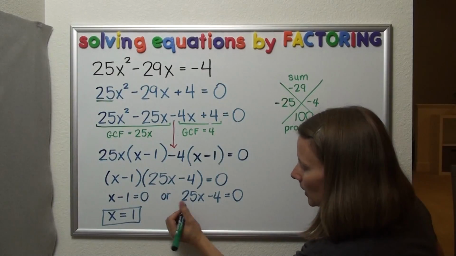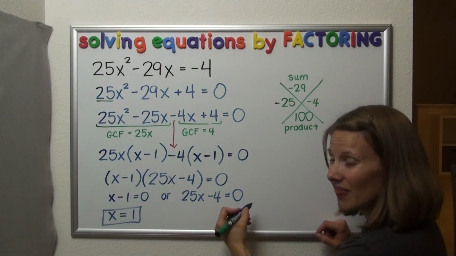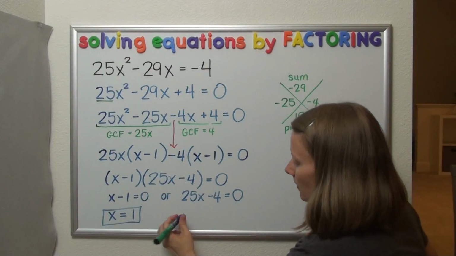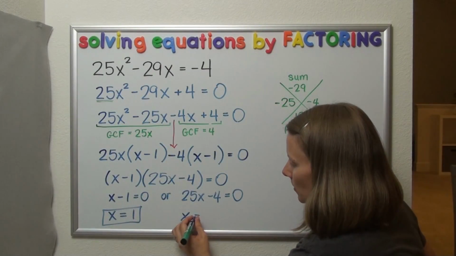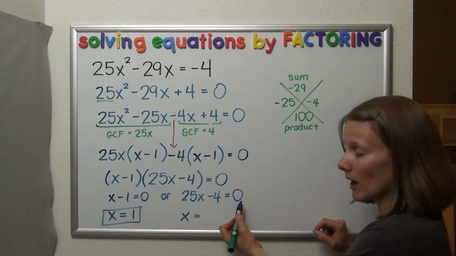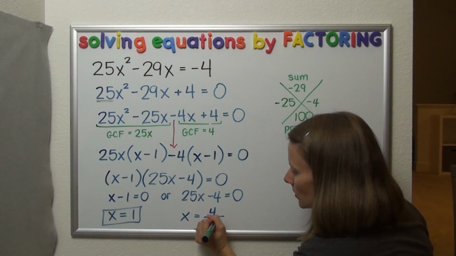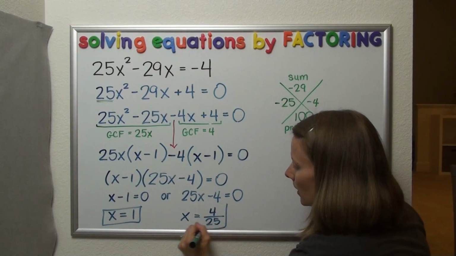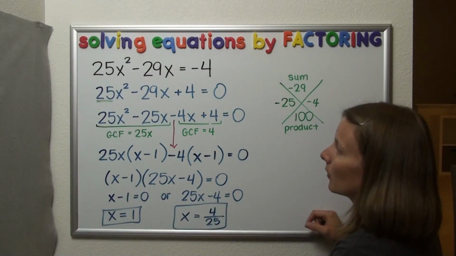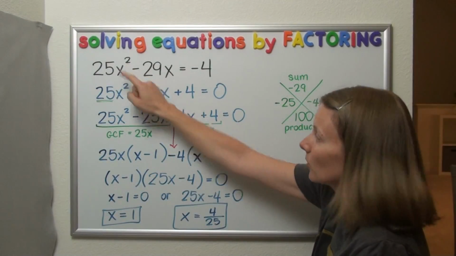I'm running out of room here, but if I move the 4 over and then divide by the 25 to get x by itself, I'll go ahead and do both of those steps at once. So moving the 4 gives me a positive 4 on the right, and then dividing by 25, I should get 4/25. So there are my two solutions, and I was expecting two solutions because this was a degree 2 quadratic equation at the beginning.